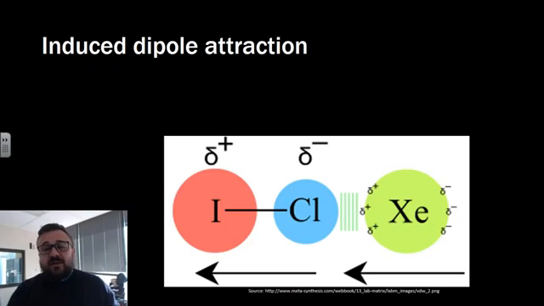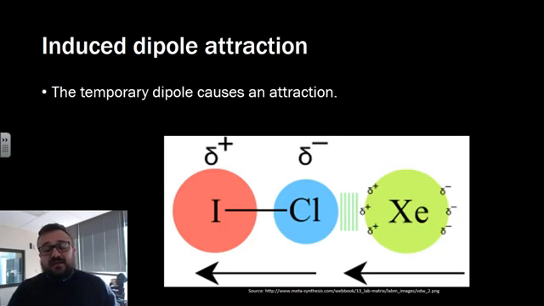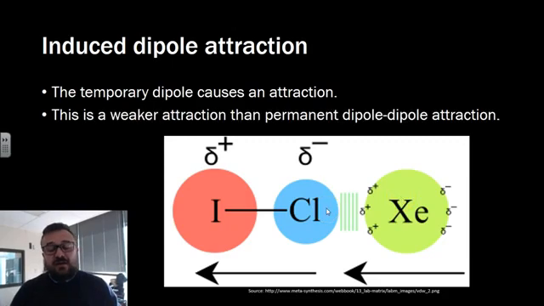So, what is an induced dipole attraction? The temporary dipole causes an attraction. Here we have a permanent dipole, and it causes a temporary dipole in the xenon here, and the xenon is then attracted, because the electrons are pushed over this side here, and the xenon is attracted to the chlorine here.